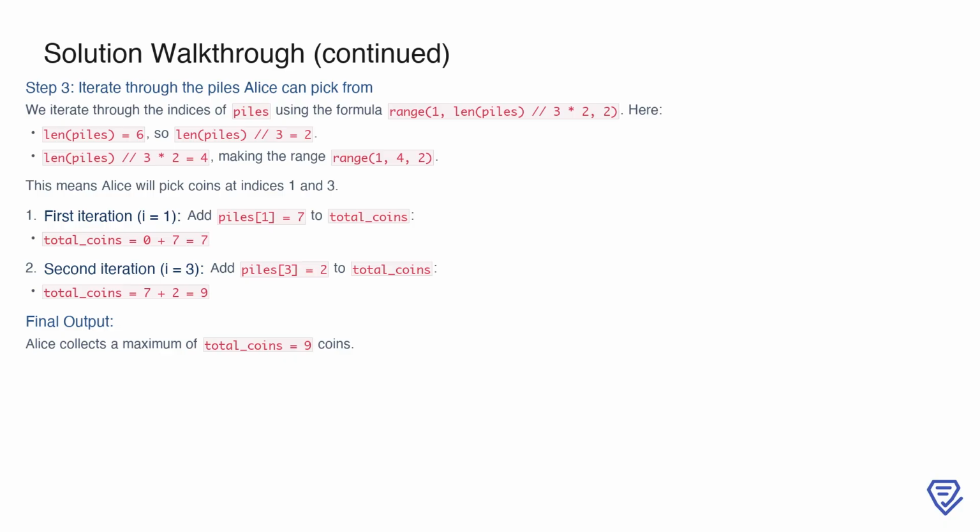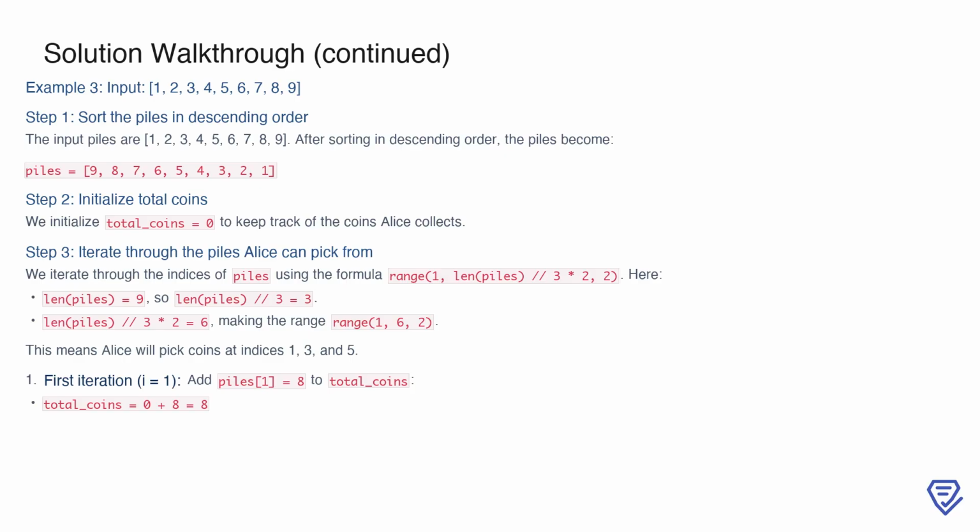In the first iteration, where i equals 1, we add the value at piles[1], which is 7, to total_coins. This brings the total to 7. In the second iteration, Alice picks from index 3, where the value is 2. Adding this to the current total of 7 gives a new total of 9. Thus, for this example, Alice collects a maximum of 9 coins.